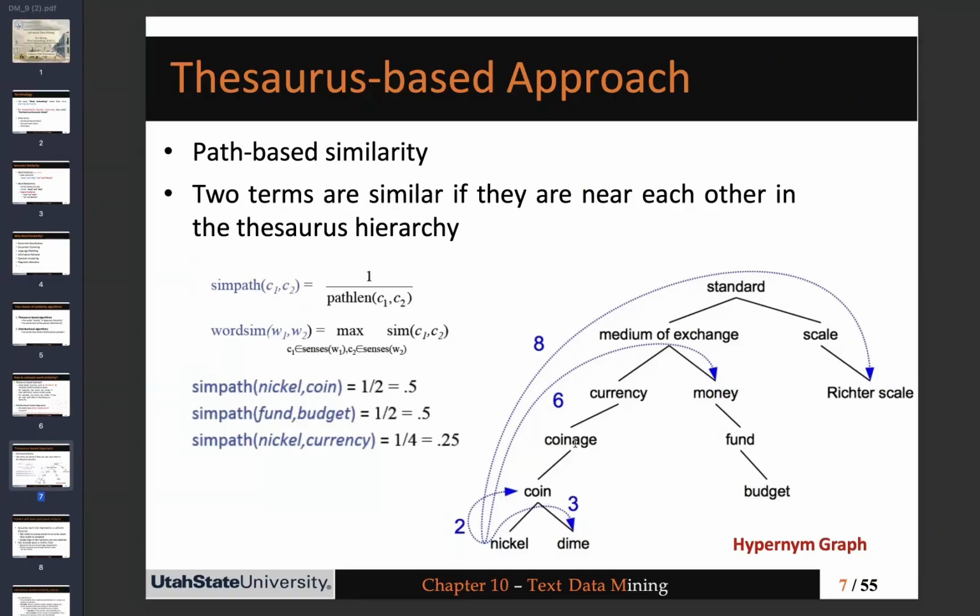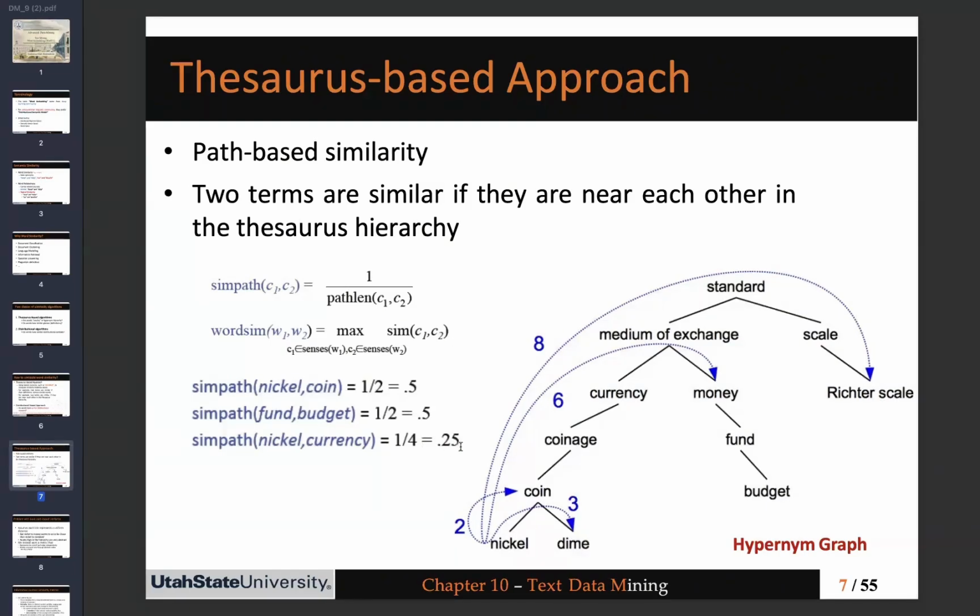And from coin to coinage, we add a 1. And then from coinage to currency, we add 1, right? Because these are not direct parents to the word, the first concept, nickel here. So 2 plus 1 is what I need. And that's my path length from nickel to currency. And therefore, the similarity between nickel and currency is 1 over 4, which is 0.25.